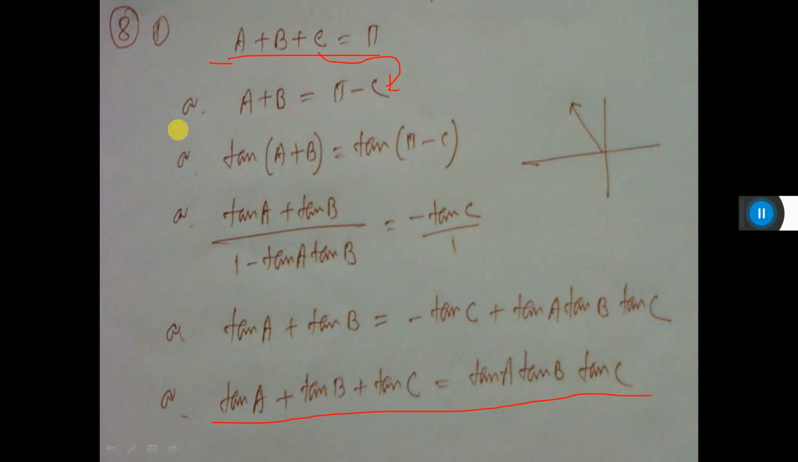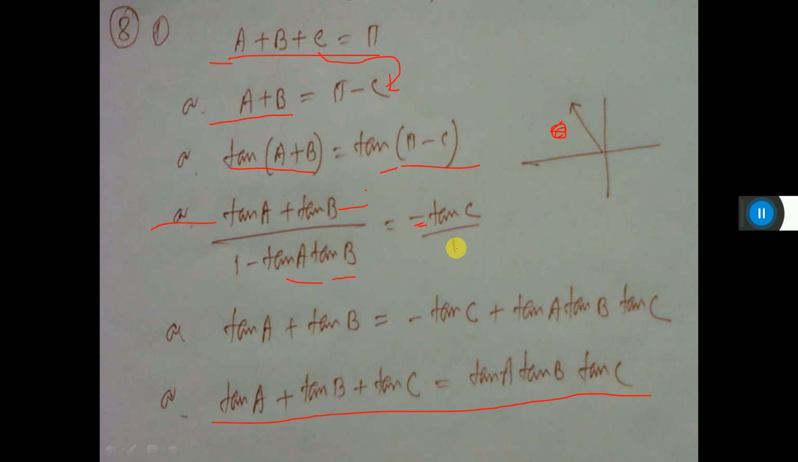So tan(A plus B) is equal to tan(pi minus C). Now the tan(A plus B) formula is tan A plus tan B by 1 minus tan A tan B, and here pi means 2 into 90, minus C, so it is in the second quadrant. In the second quadrant, sin is positive, tan is negative, so a minus sign will come.